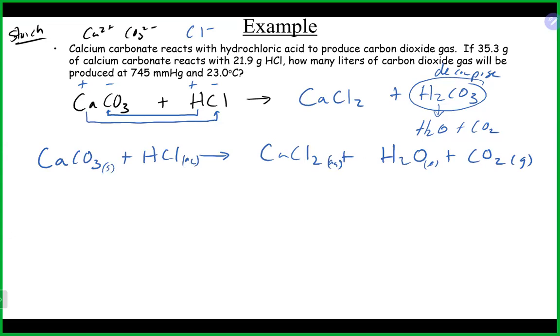Now, in this particular case, we do need to balance it. So I think we need a 2 there. And at that point, I think we may be balanced. So we got 2 hydrogens, 2 Cls, 1 calcium on each side, 1 carbon on each side, and 3 oxygens on each side. So we are balanced in this case. First off, any questions on that there?